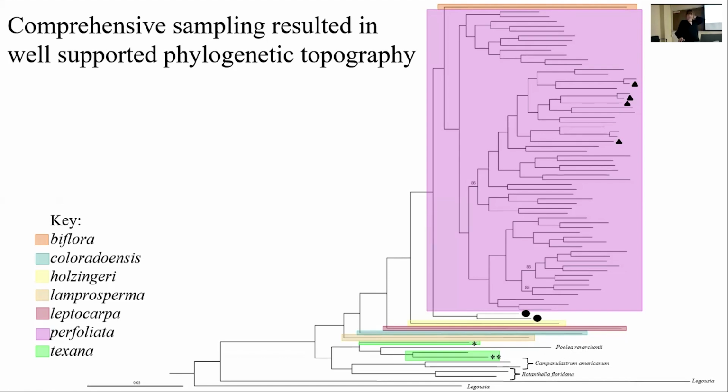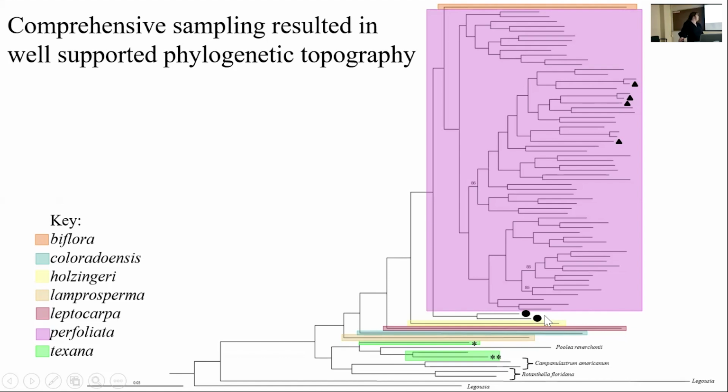So then as we're moving up, as you can see, we have Lamprosperma, Coloradoensis, Leptocarpa, Bolzingeri all collapse into monophyletic clades, as well as Biflora up here, which was really important because, like I mentioned, I was interested in explaining the relationship between Biflora and Foliata. However, I would like to note that these two rascals down here kind of messed up the monophyly of the Biflora foliata clades up here.